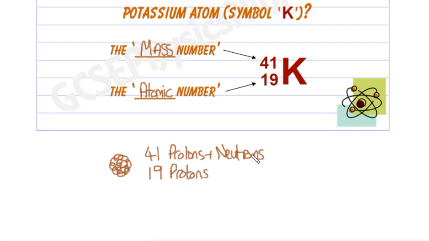So how do we work out the number of neutrons? Well, we're just going to subtract 19 protons from 41 protons and neutrons. You can think of it like a kind of subtraction sum if you like. And we will end up with 22 neutrons.